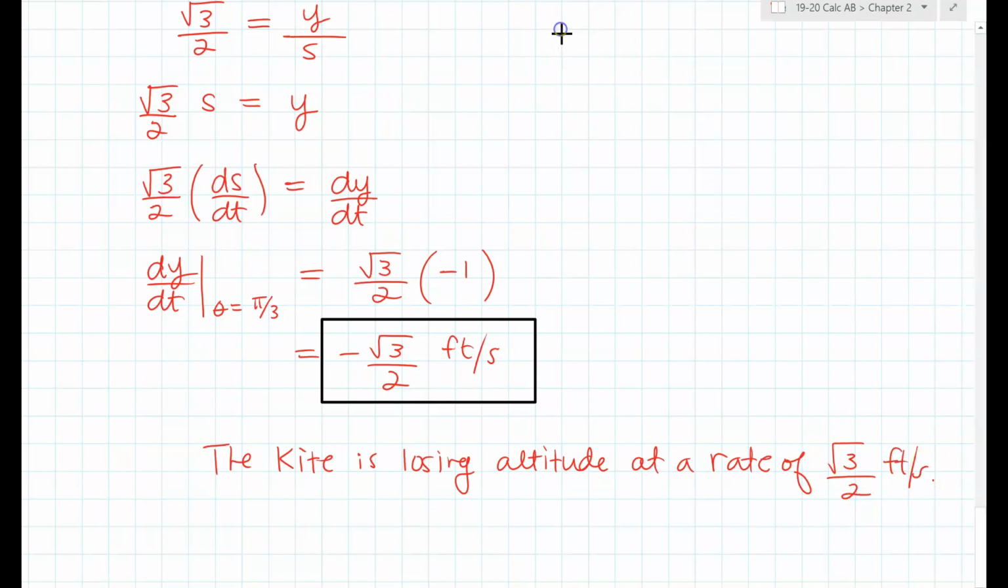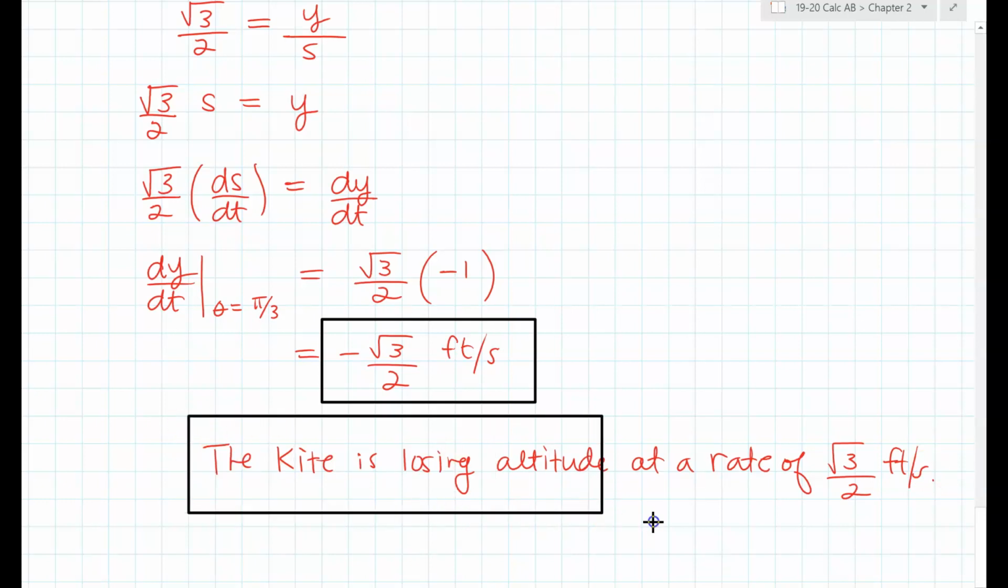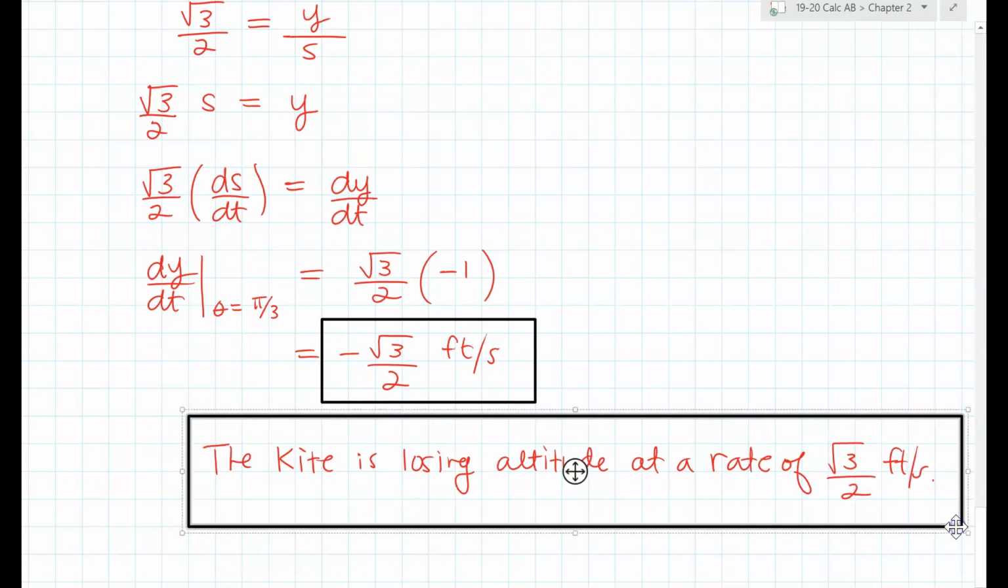Notice I didn't put negative. Because if you say that a kite is losing altitude at a rate of negative radical 3/2, then you're saying it's losing at a negative. So a minus and a minus, you're really saying it's gaining. So the negative is implied when you're saying losing. You could say the kite's altitude is changing at a rate of negative radical 3/2. That means you didn't mention anything about direction, so then let the negative do that for you. You could do that too.